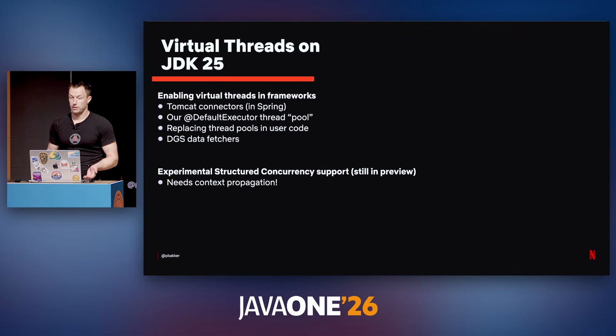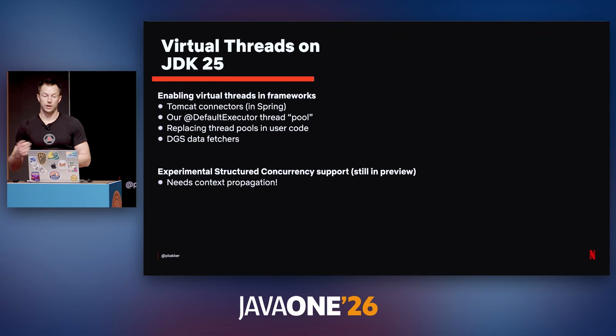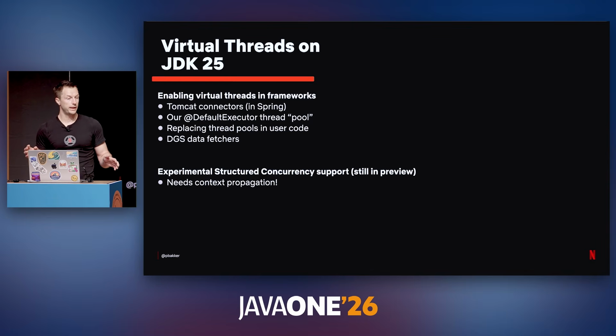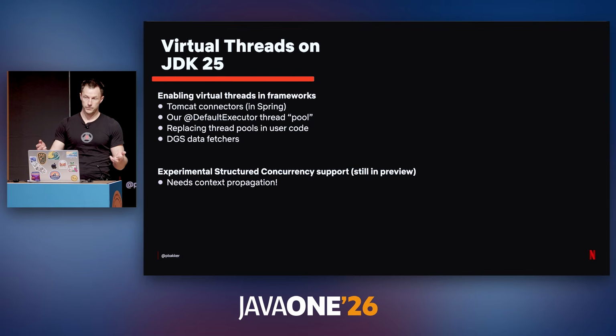That whole thread pinning issue is fixed in JDK 25, so now we start rolling out virtual threads again. Because that is fairly new, I actually don't have a lot of data on, oh, this is way faster, or whatever the story is, because we just recently started looking at this again. What we can do is very easily add virtual threads to our frameworks. So we can add it to our Tomcat connectors in Spring. We can add it to our out-of-the-box thread pools that we use also in Spring. We can use it in our DGS data fetchers, and all of this happens in frameworks. So as a developer, you get the benefits from it, but you don't actually have to make any code changes.